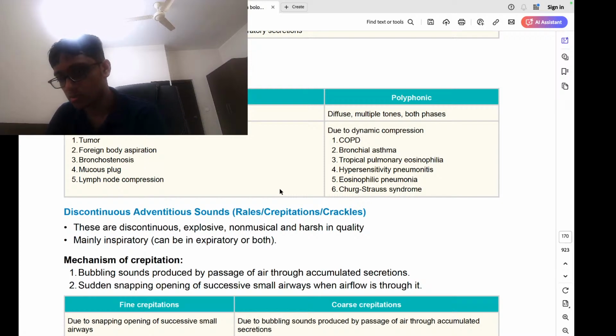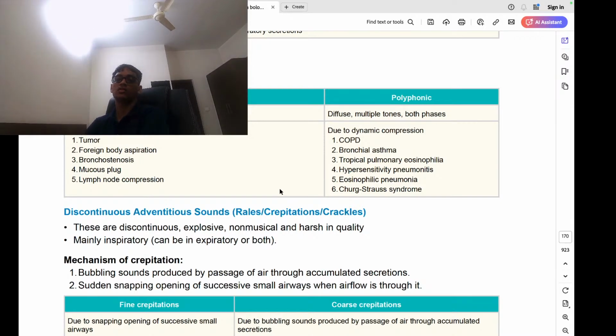Polyphonic due to dynamic compression: COPD, bronchial asthma, tropical pulmonary eosinophilia, hypersensitivity pneumonitis, eosinophilic pneumonia, and Churg-Strauss syndrome. It will be diffuse multiple tones and it will be in both phases. Polyphonic.